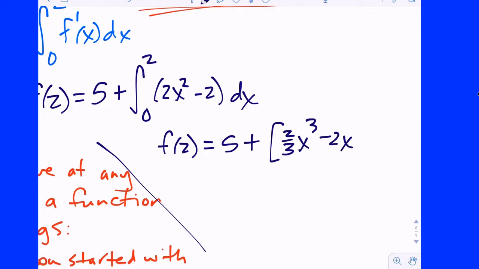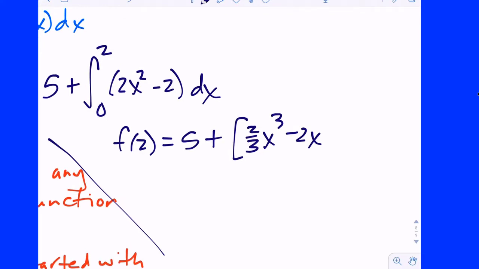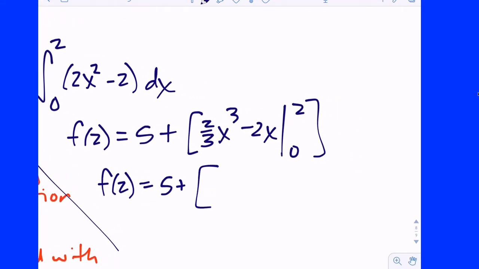Do we need plus c here? Nope, it's a definite integral, so from 0 to 2. And so we get f of 2, I'll keep writing it, equals, 5 is still just standing out there waiting for his turn to combine with somebody. Plug in the top and you get 8 times 2 is 16/3 minus 4. Minus plug in the bottom and you get 0.